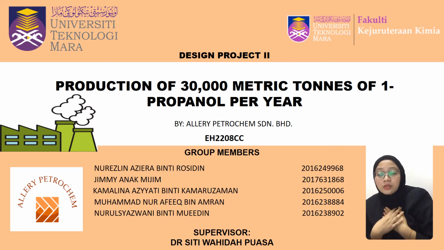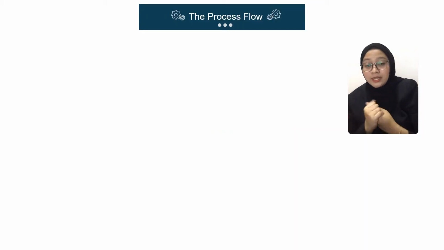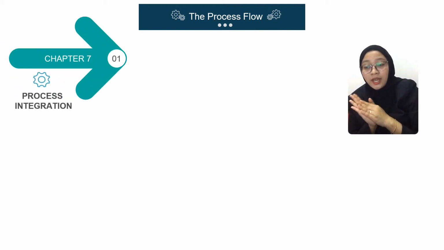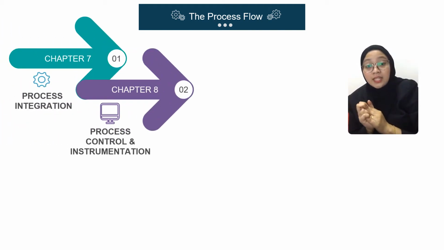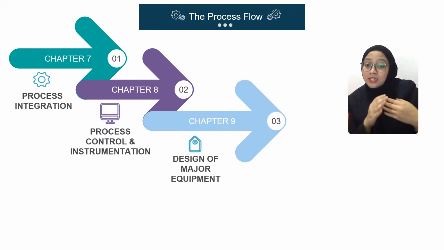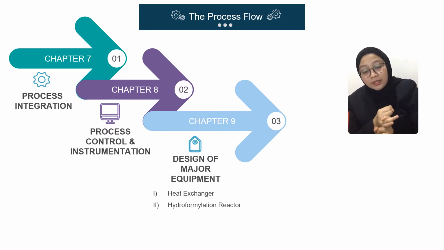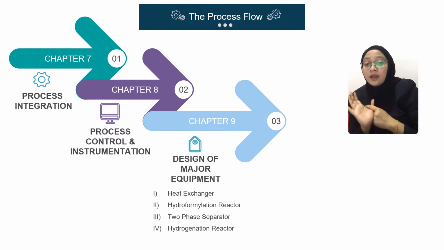I am NURULSYAZWANI binti MUEEDIN, the first presenter, to present to you our production of 30,000 metric tons of 1-propanol per year. I will explain roughly our process flow in design project 2, where we start our DP2 with process integration, followed by process control and instrumentation, and then we design the major equipment individually, which consists of the heat exchanger, hydroformylation reactor, two-phase separator, hydrogenation reactor, and distillation column.